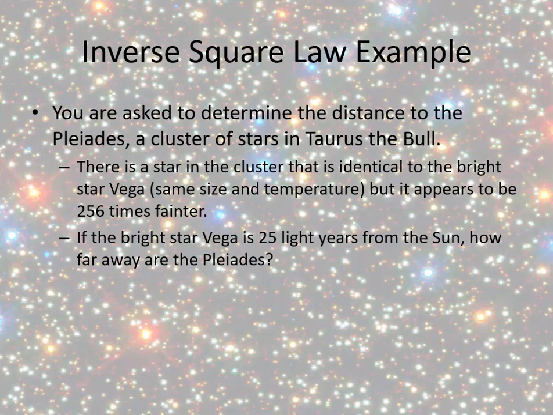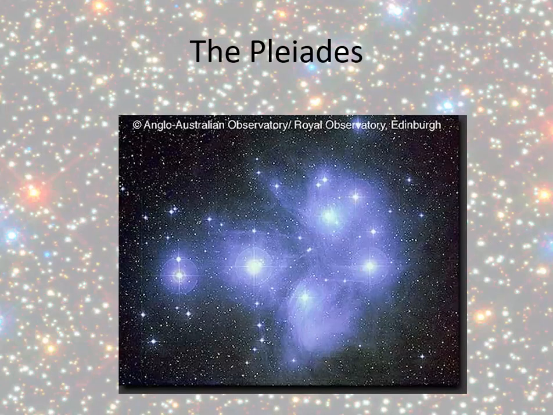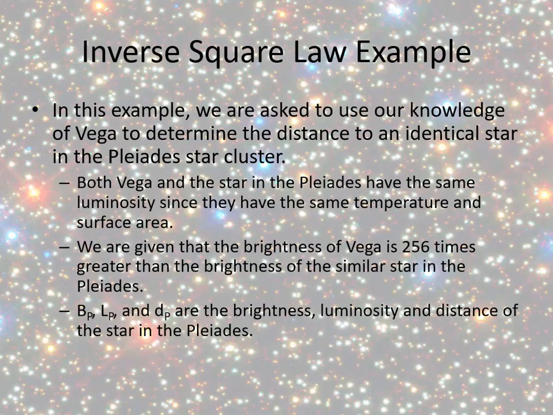So let's say you need to determine the distance to the Pleiades, and you happen to find a star in the Pleiades that you recognize to be basically the same type of star as the bright star Vega, whose distance we know very well because of parallax. So knowing the distance to Vega, it turns out we can determine the distance to that star in the Pleiades.